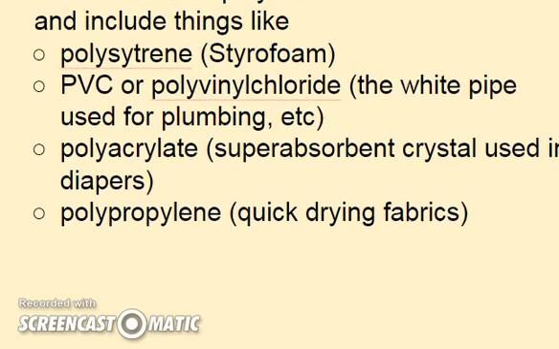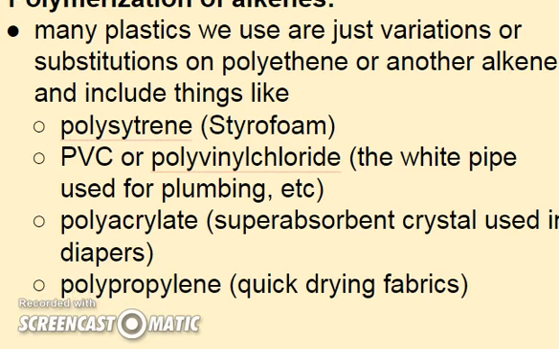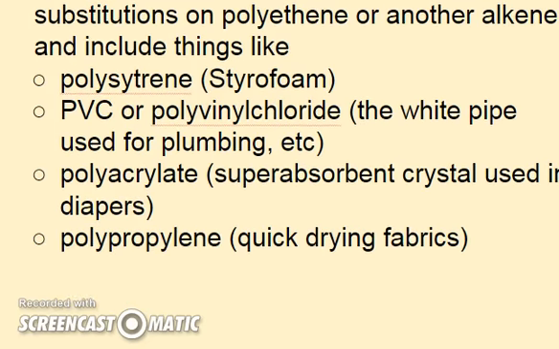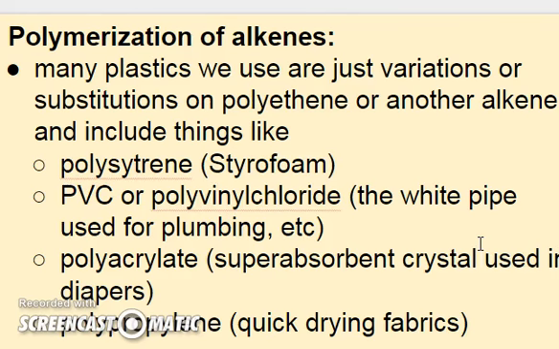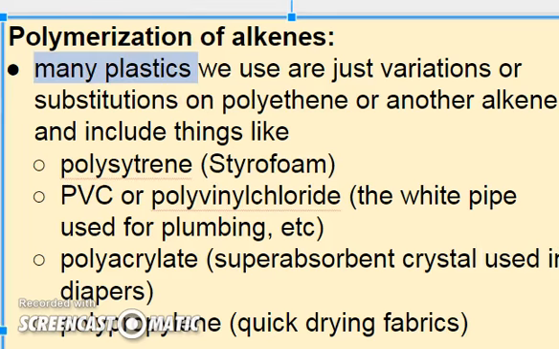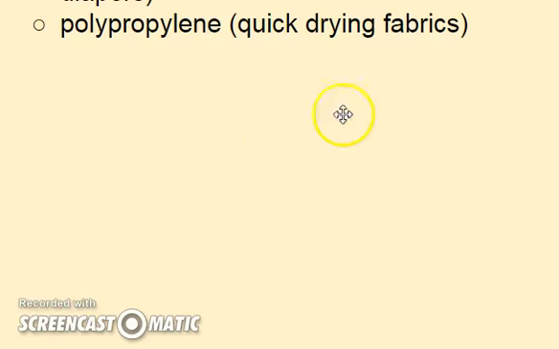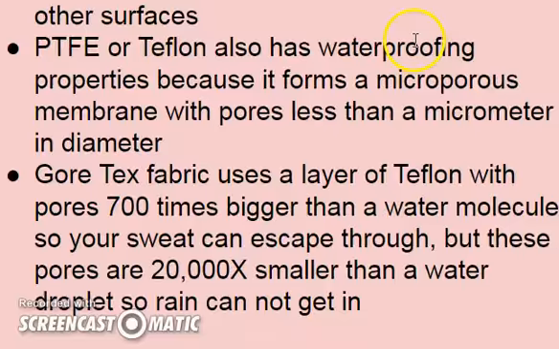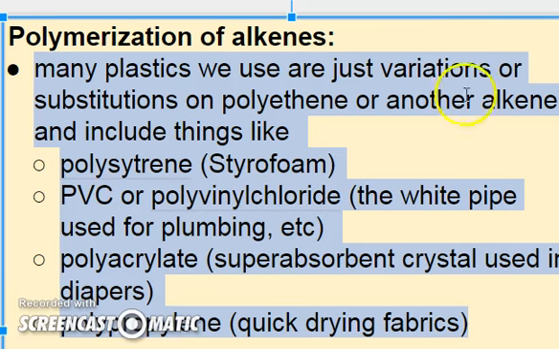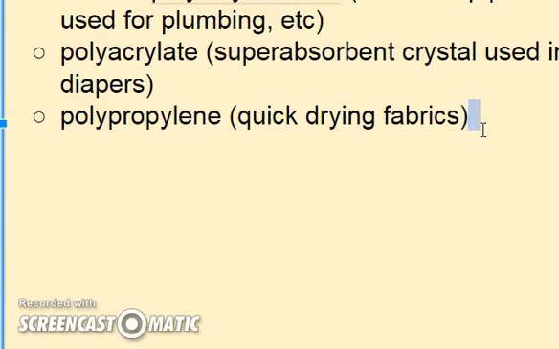Some other polymers that you're probably used to are things like polystyrene, which is what we know as styrofoam. PVC or polyvinyl chloride is the white pipe used for plumbing. We see that white pipe all over. Polyacrylate is the superabsorbent crystal that they use in disposable diapers. And polypropylene is also used in quick drying fabrics. It's another variation of the quick drying fabrics that we have with Gore-Tex, but it's much cheaper than Gore-Tex. Think Under Armour when you think of this. This is a much more budget-friendly example of quick drying fabrics.